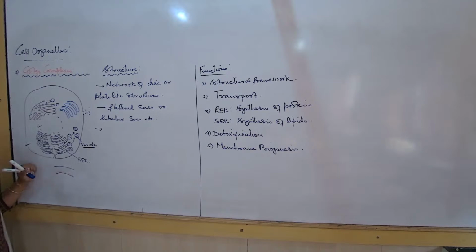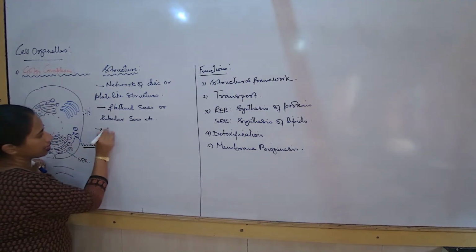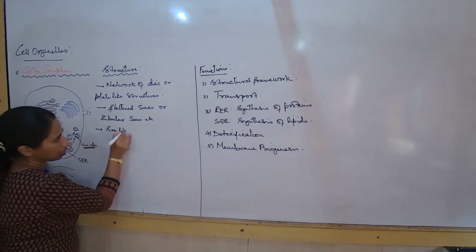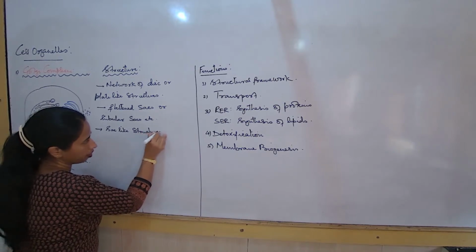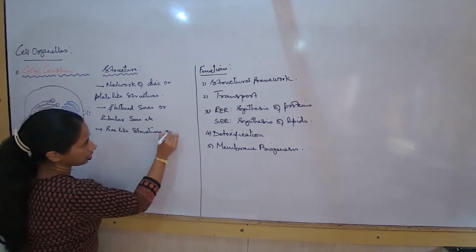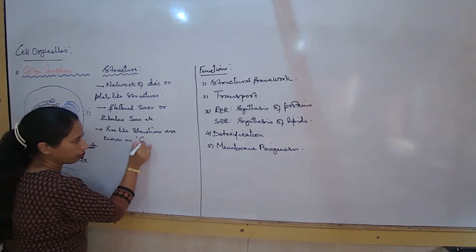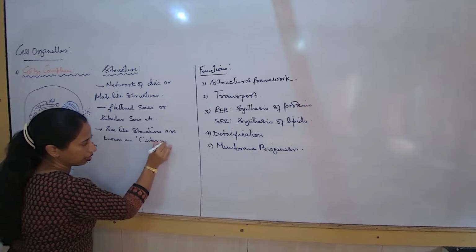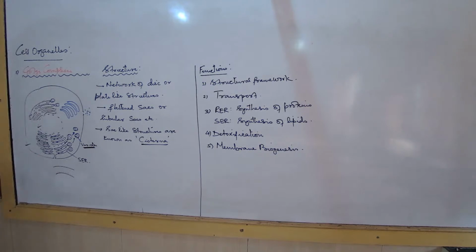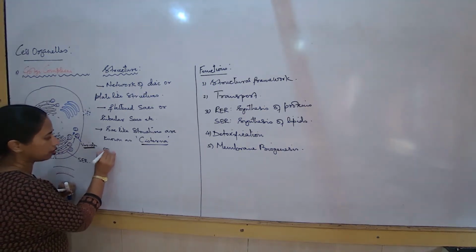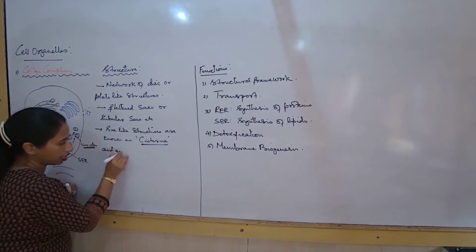Now, next, when we are talking about the Golgi, what are the sac-like structures termed as? The sac-like structures are most commonly known as cisterna, singular cisterna, and they always give rise to what?